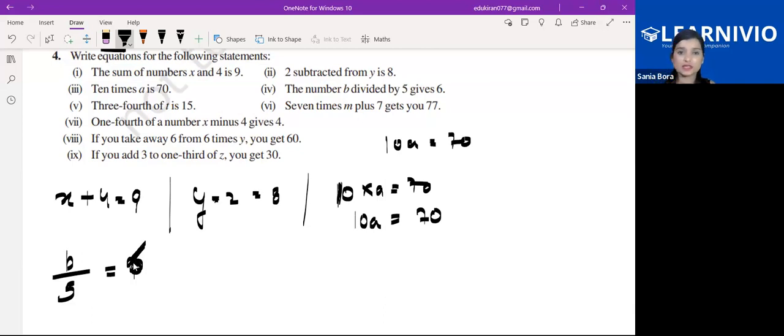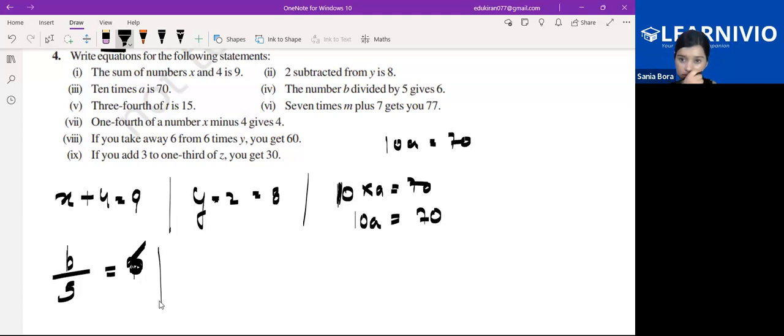Now Isra, just listen very carefully. The number b is divided, not 5 is divided. B is there and then it got divided. Clear? So it's b upon 5, not 5 upon b. In case the question would be 5 divided by b, then it would be 5 by b. Clear? Yes, ma'am.